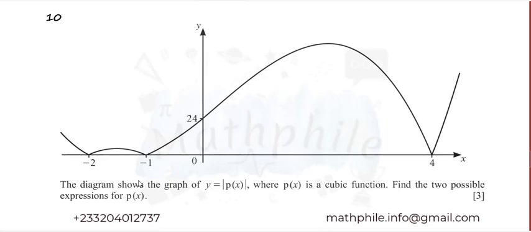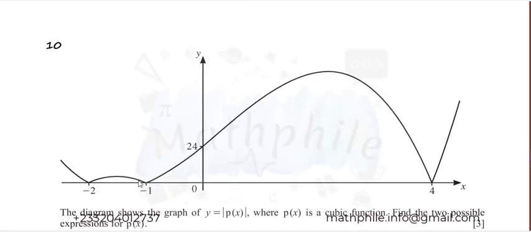Question number 10. The diagram shows the graph of y is equal to modulus of p of x, where p of x is a cubic function. Find two possible expressions for p of x.